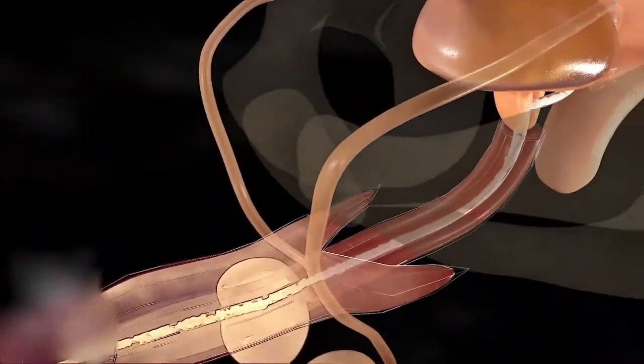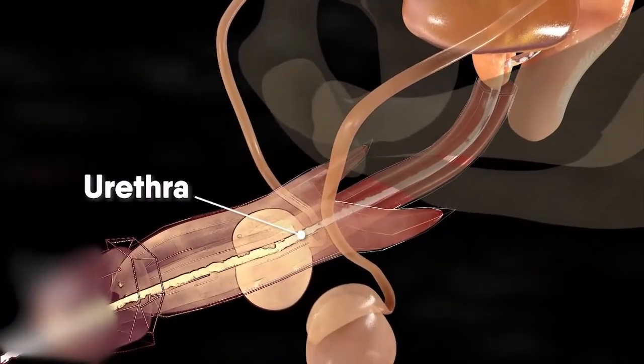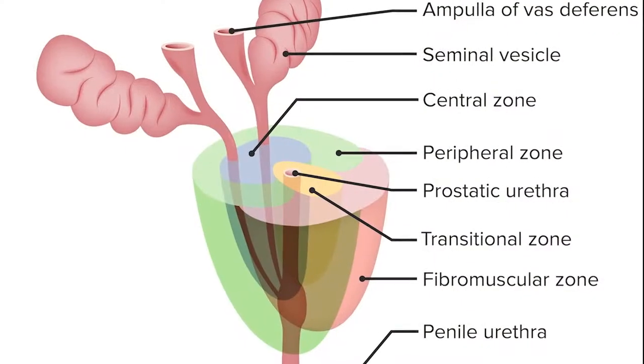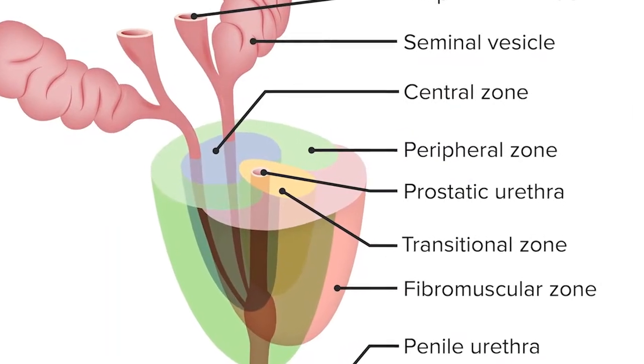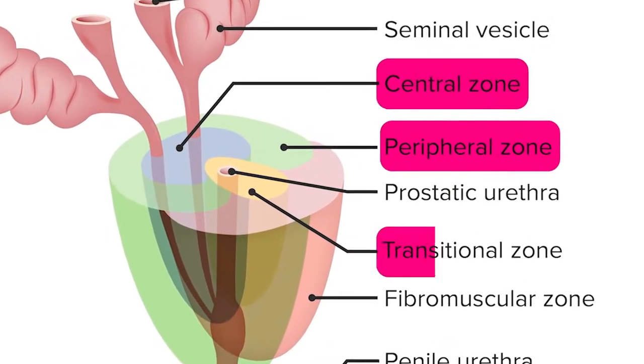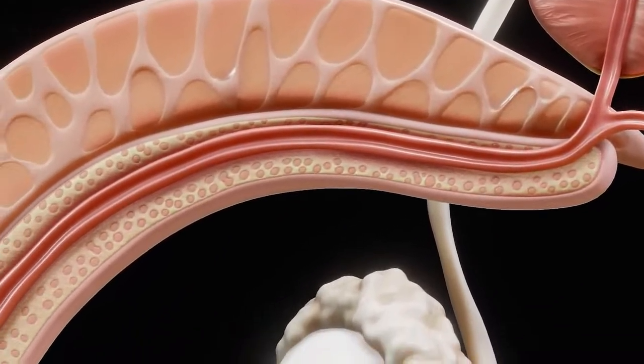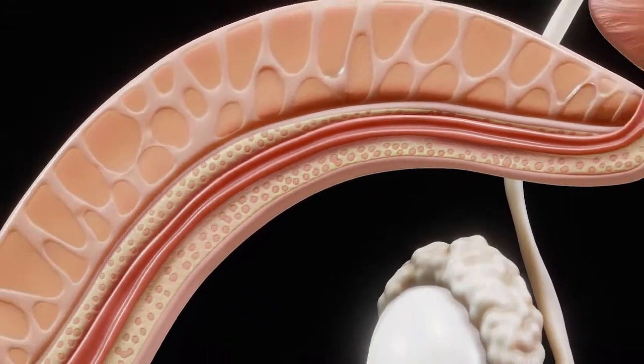This gland surrounds the urethra and plays an essential role in male fertility by secreting fluids that nourish and protect sperm. The prostate is divided into several zones, including the peripheral, central, and transitional zones. The transitional zone is particularly important as it's where enlargement occurs.